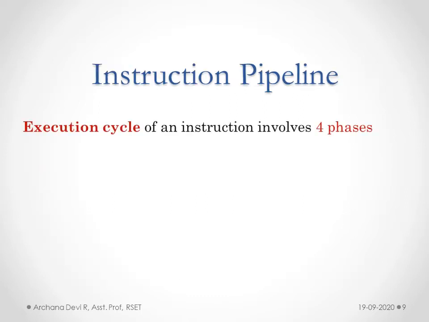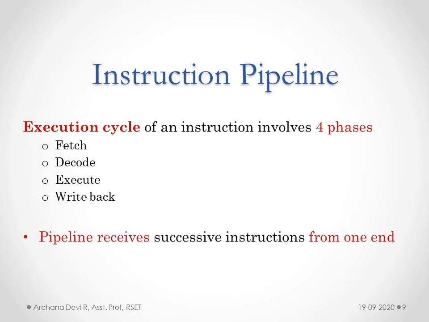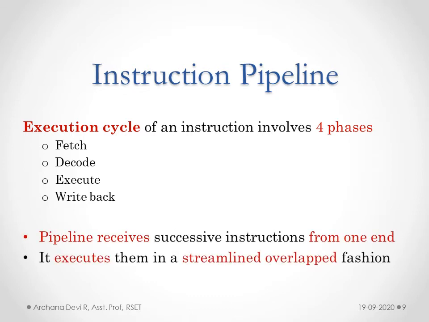Now if you look at the instruction pipeline, let's understand what an instruction pipeline is. So the execution cycle of an instruction mainly involves 4 phases. These phases can be 3, 4, 5 or 6 depending upon the processor. So if it is 4 phases, then those phases can be categorized as instruction fetch, instruction decode, execution and write back. So the pipeline receives successive instructions from one end and it executes them in a streamlined, overlapped fashion.